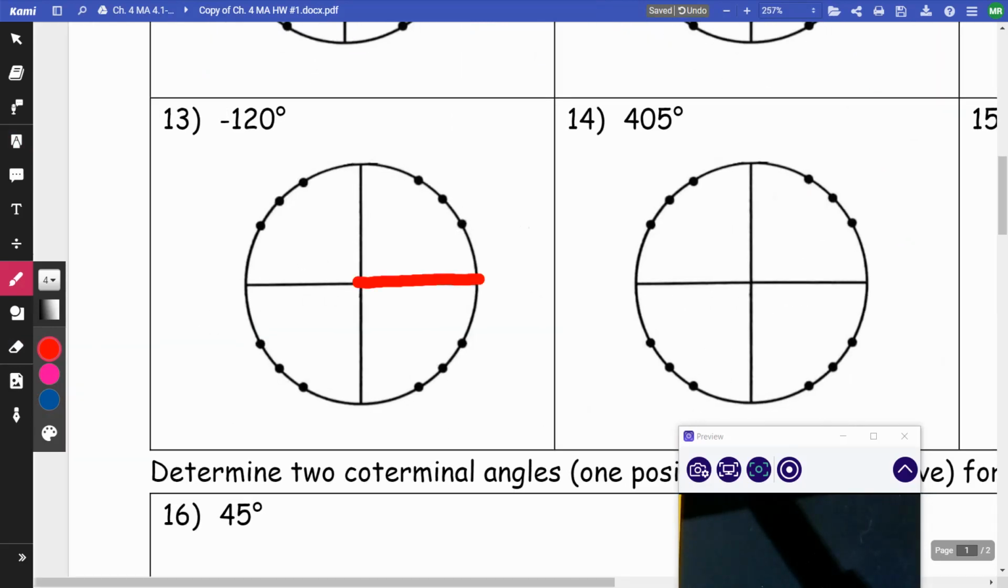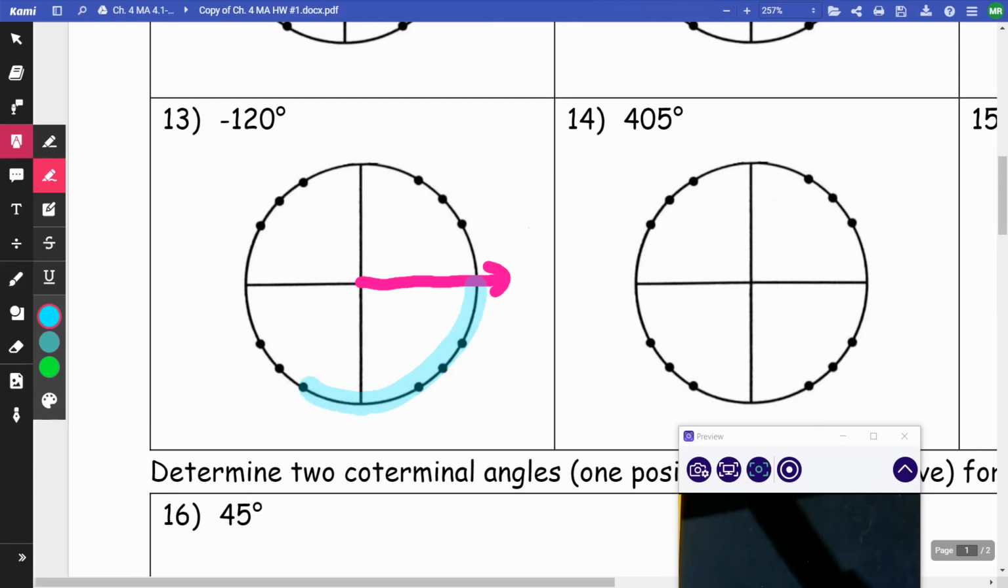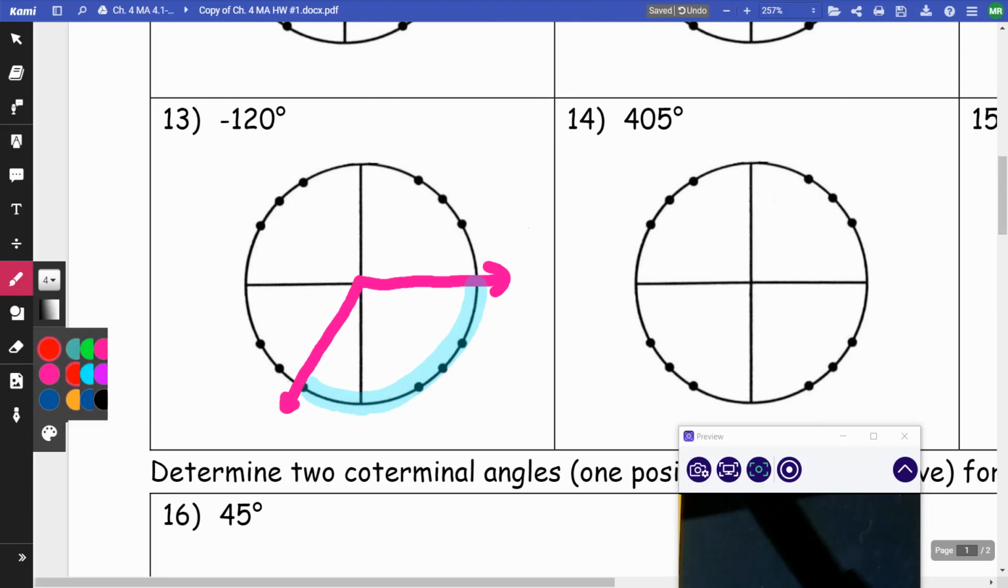Negative 120. So we're going to start here. Let me use the same color. We're going to start here, and we're going to be going negative 120. So as I'm going around negative this way, this is negative 90. This is going to be 30 degrees more. So that's where I'm going to be. I'm going to be right here. And the direction I went was this.